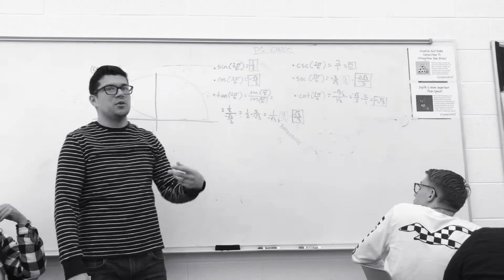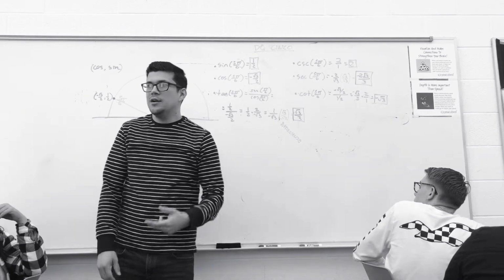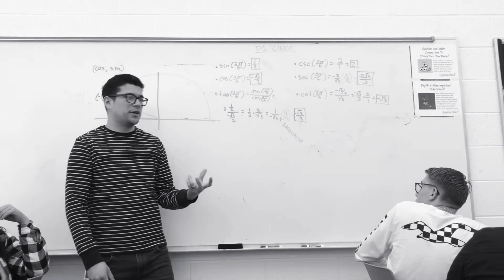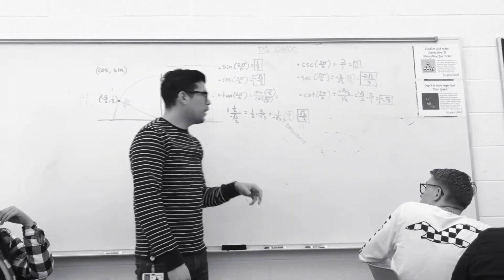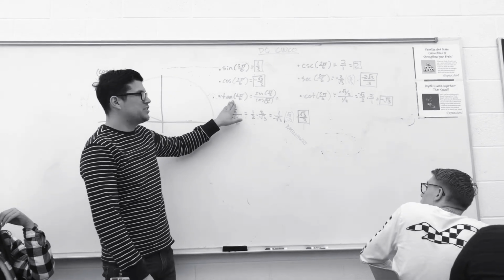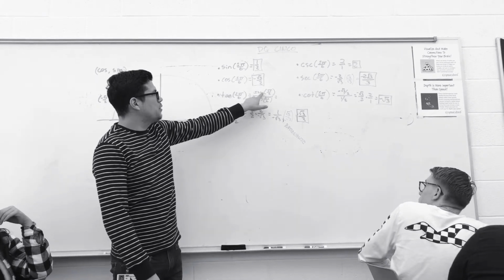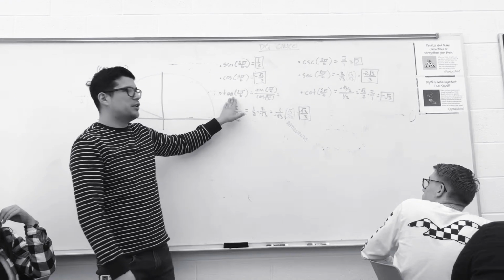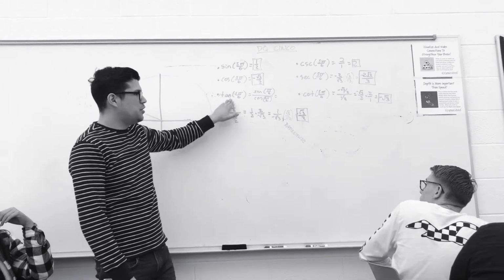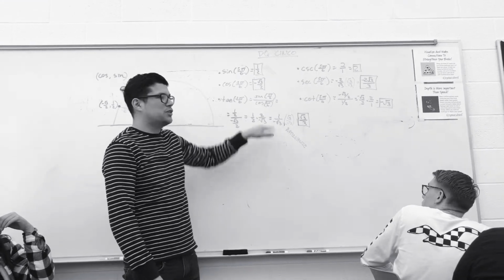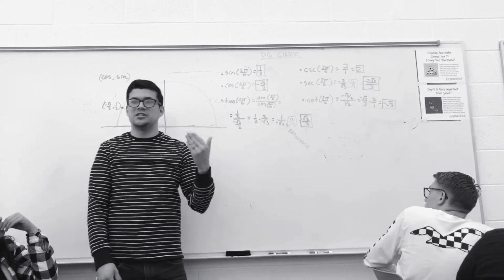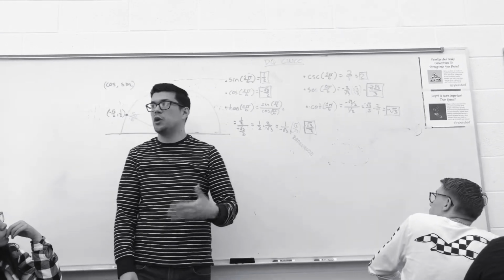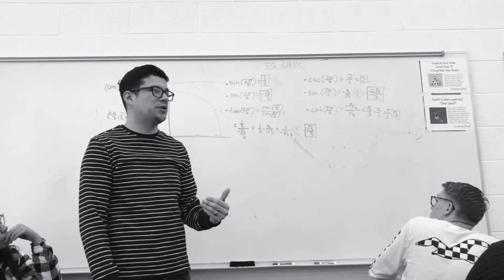Now tangent, for tangent we have to start to think a little bit. Alright? Tangent we learned in right triangle trig is opposite over adjacent. Right? Well, here we're going to think of it very similarly. Sine divided by cosine. So there's an identity that says that tangent is equal to sine over cosine. The definition of tangent is sine over cosine. So that's something new that we're going to acquire. Sine over cosine is always tangent.